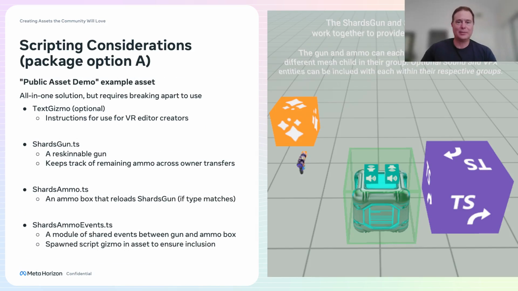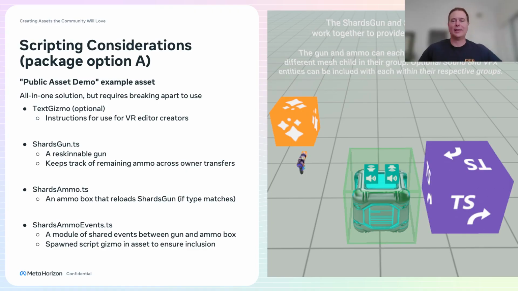Anyway, so going on with script considerations. When you're packaging up your assets, there are two different ways you can go about packaging them up. We'll look at this asset that I made in just a moment and quickly discuss some of the ways it works. This is actually already published in the public asset library.